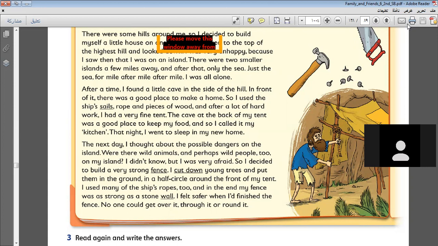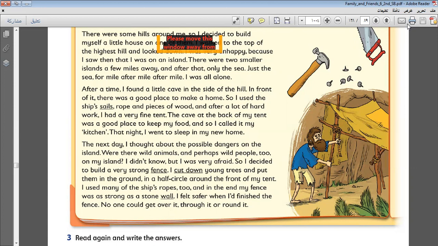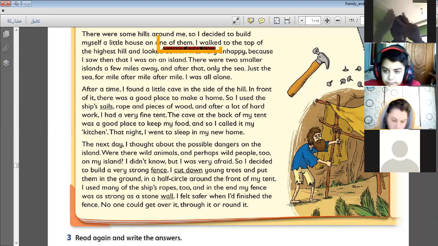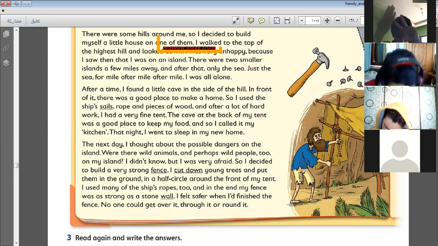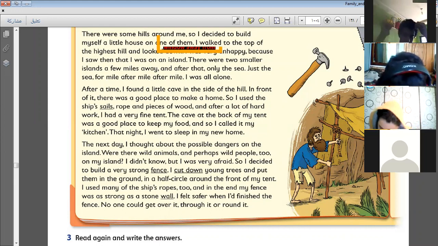What else can you find? Cold. It's also cold in line number 16. So we have also verb 2. One more. You can find went in line number 17. That night I went to sleep in my new home. Yes. So we have also went in line number 17. We have also V2.